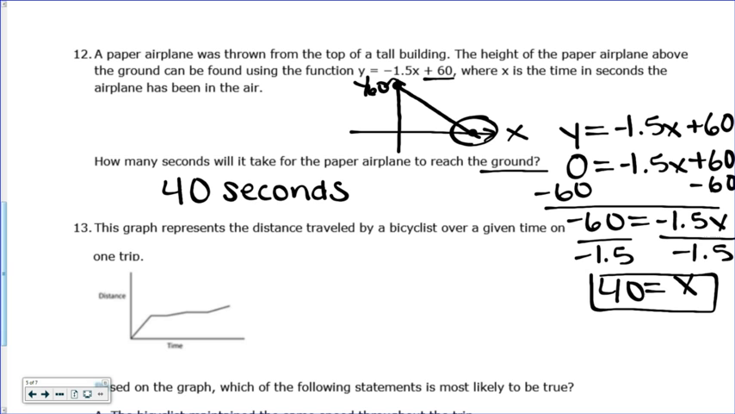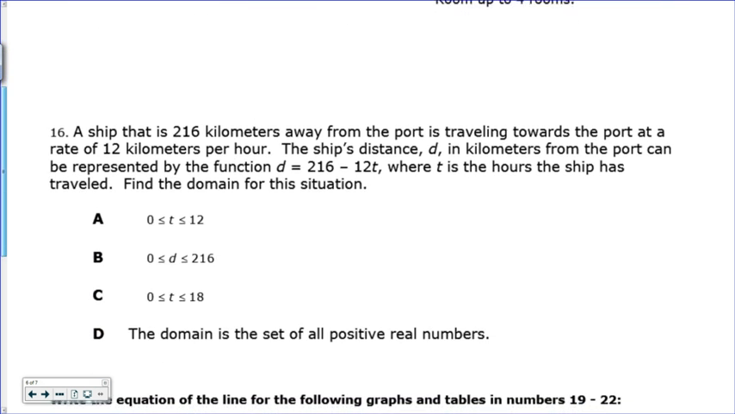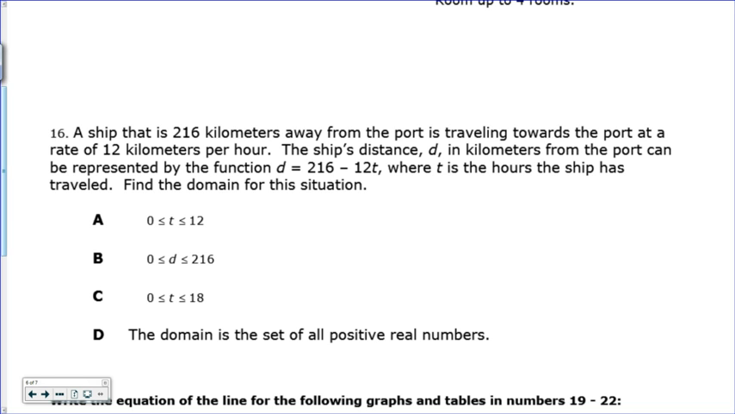Okay, let's turn to the last page. We've got 2 more that we're going to work on. Let's do number 16. A ship that is 216 kilometers away from the port is traveling towards the port at a rate of 12 kilometers per hour. The ship's distance, d, in kilometers from the port can be represented by the function d equals 216 minus 12t, where t is the hours the ship has traveled. Find the domain for this situation.